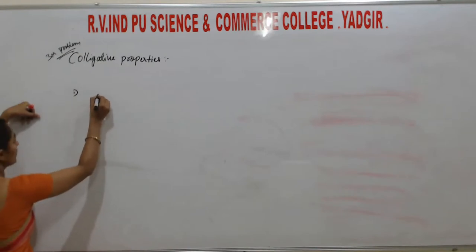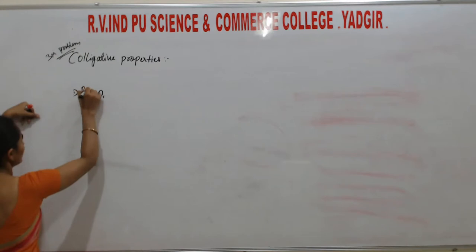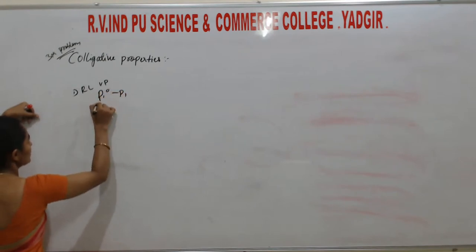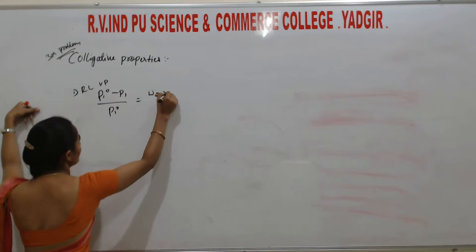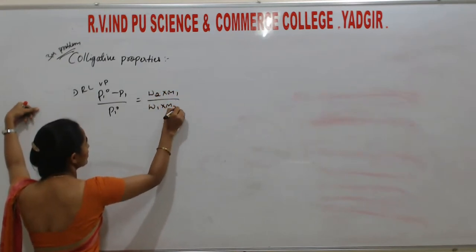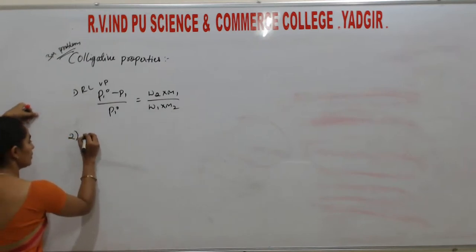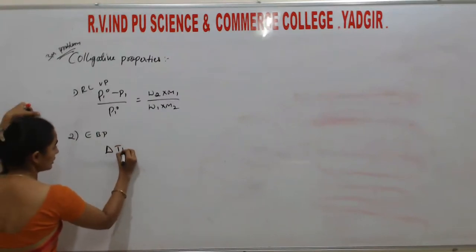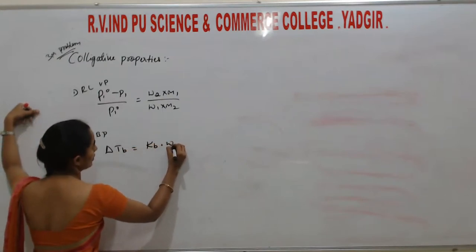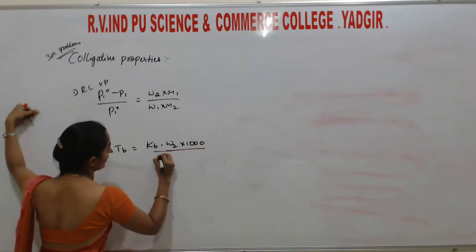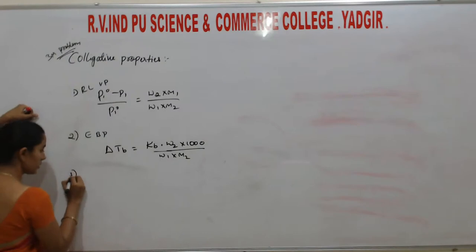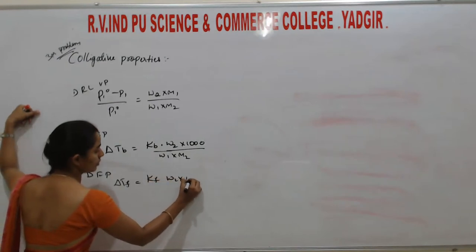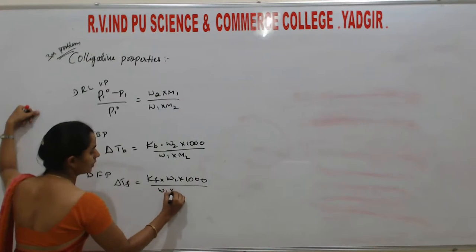First one, relative lowering of vapor pressure. P1 naught minus P1 divided by P1 naught is equal to W2 into M1 divided by W1 into M2. Okay, second one, elevation in boiling point. For elevation in boiling point, delta Tb is equal to Kb into W2 into 1000 divided by W1 into M2. Next, depression in freezing point. So delta Tf is equal to Kf into W2 into 1000 divided by W1 into M2.